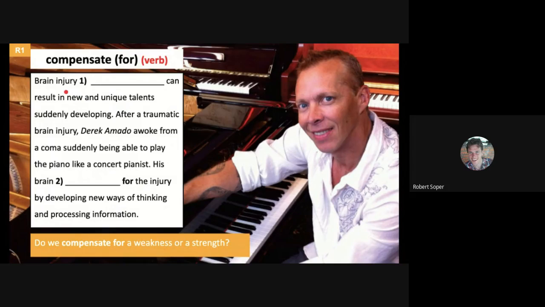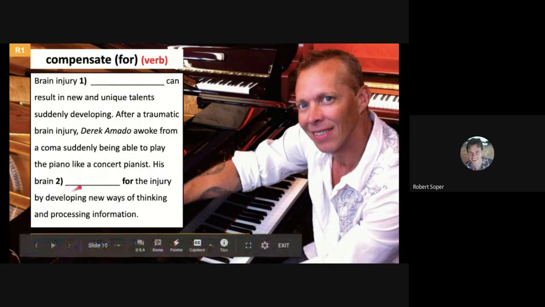Okay, so let's go over this. Brain injury compensation can result in new and unique talent suddenly developing. After a traumatic brain injury, Derek Amado awoke from a coma, suddenly being able to play the piano like a concert pianist. His brain compensated for the injury by developing new ways of thinking and processing information.